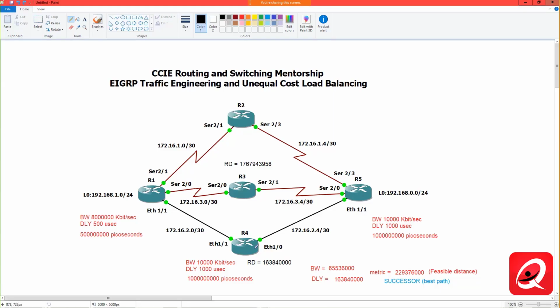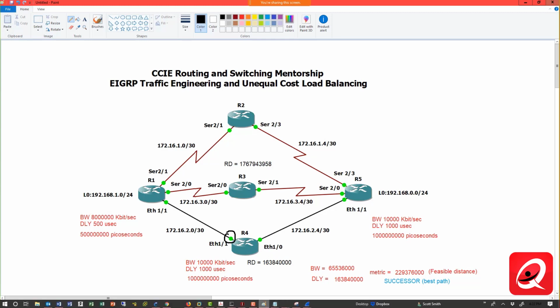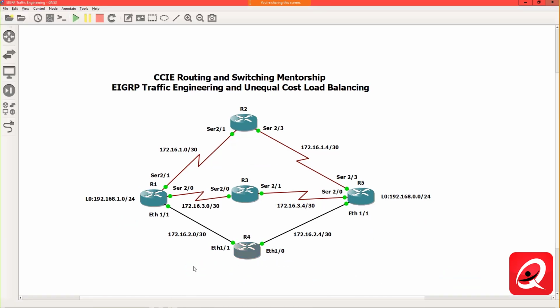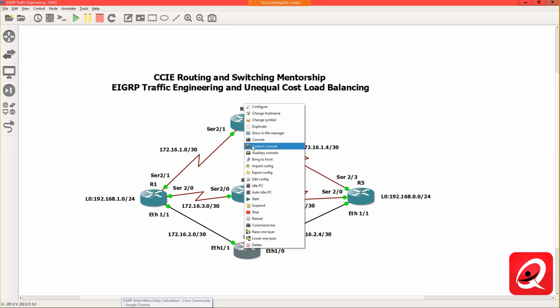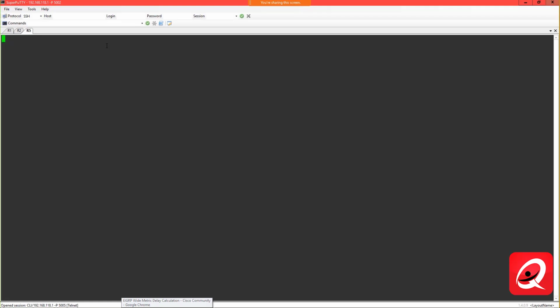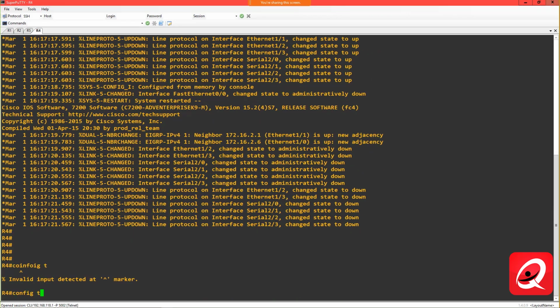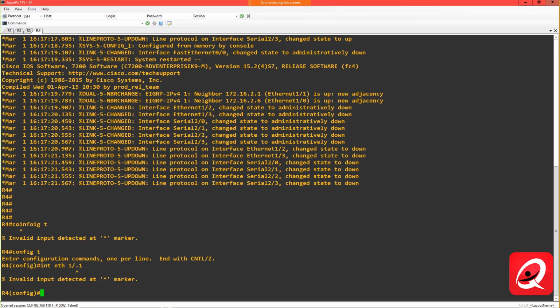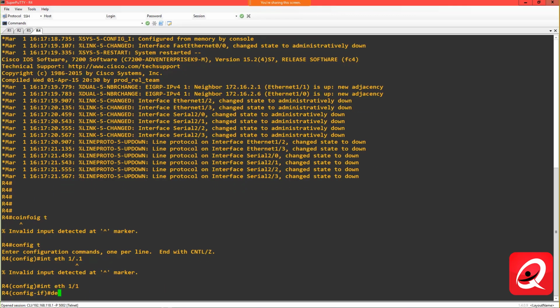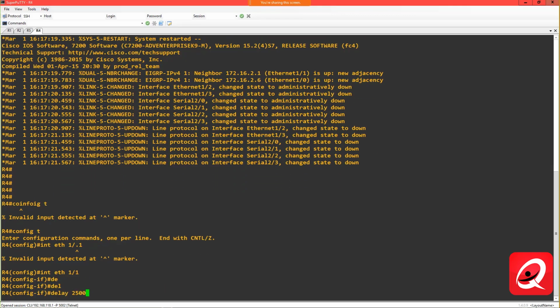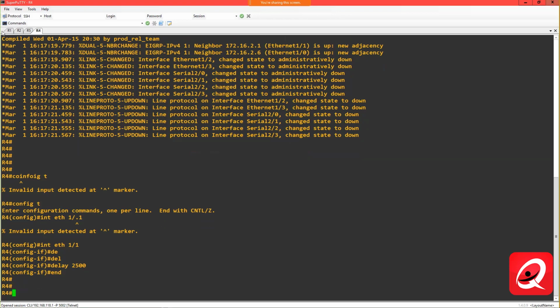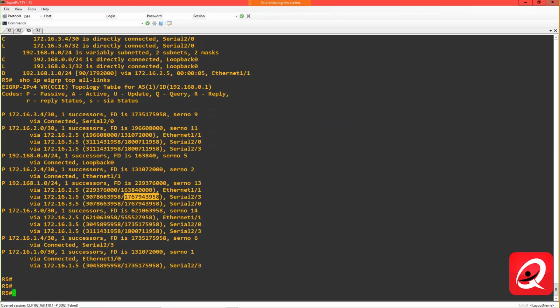Now, if we look at our topology, what we did is we modified the delay of this interface to 25,000 microseconds, and that fixed that problem rather well for us. So let's go back into router 4, and let's go into interface Ethernet 1.1. Sorry, and let's set the delay to 25,000 again. All right, now let's go see what the impact of that is on router 5.